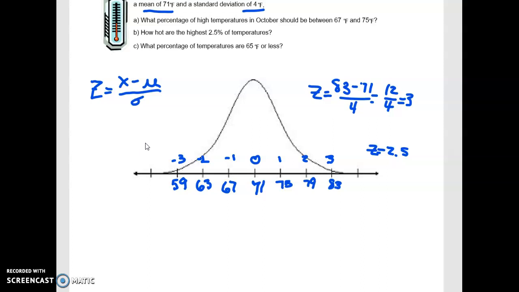63 is negative 2 standard deviations below the mean. If you want to confirm 63, we'll do it right here. Z is equal to 63 minus your 71, which is your mean, divided by 4. Okay. So this is going to give me negative 8 over 4, which is equal to negative 2. That's negative 2 standard deviations below the mean, and there it is.